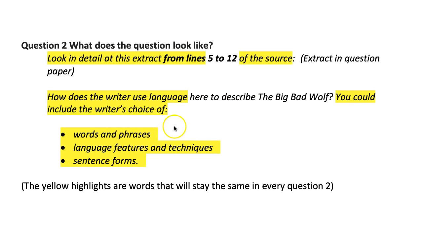Let's get going. Okay, the bits in yellow are the bits that will be the same whenever this question is asked, even if it's in 2022. So you will always be told that you could write about the three bullet points. These will always be the same. You must write about quotations, words and phrases. You must write about the language features and techniques. And you don't have to write about sentence forms, okay? So that's new, really, from last year. The exam board have decided that students are writing gibberish when they write about sentence forms. So now you only could write about them, but you don't have to.